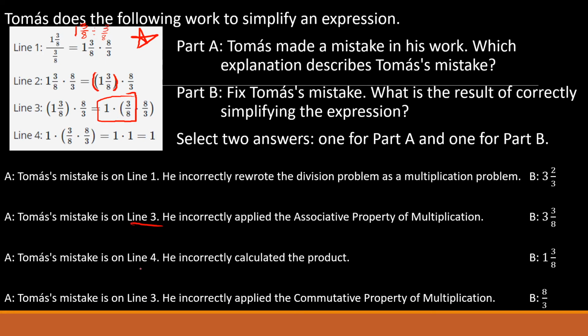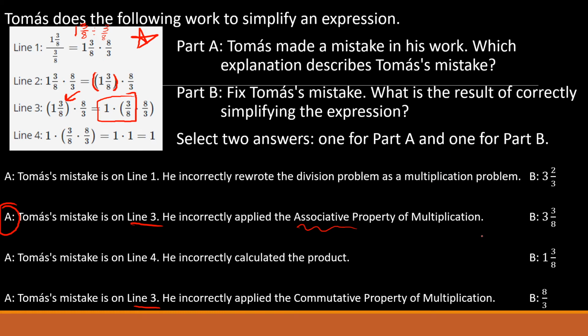So Tomas made a mistake on line 3, and he incorrectly applied the associative. Remember, associative property is moving around your parentheses. When we have a fraction like we have here, this 1 3/8, they're almost like a couple. You can't split them apart and move them around and just make them multiply to different fractions. That's not how that works. Mixed numbers always need to stay together.